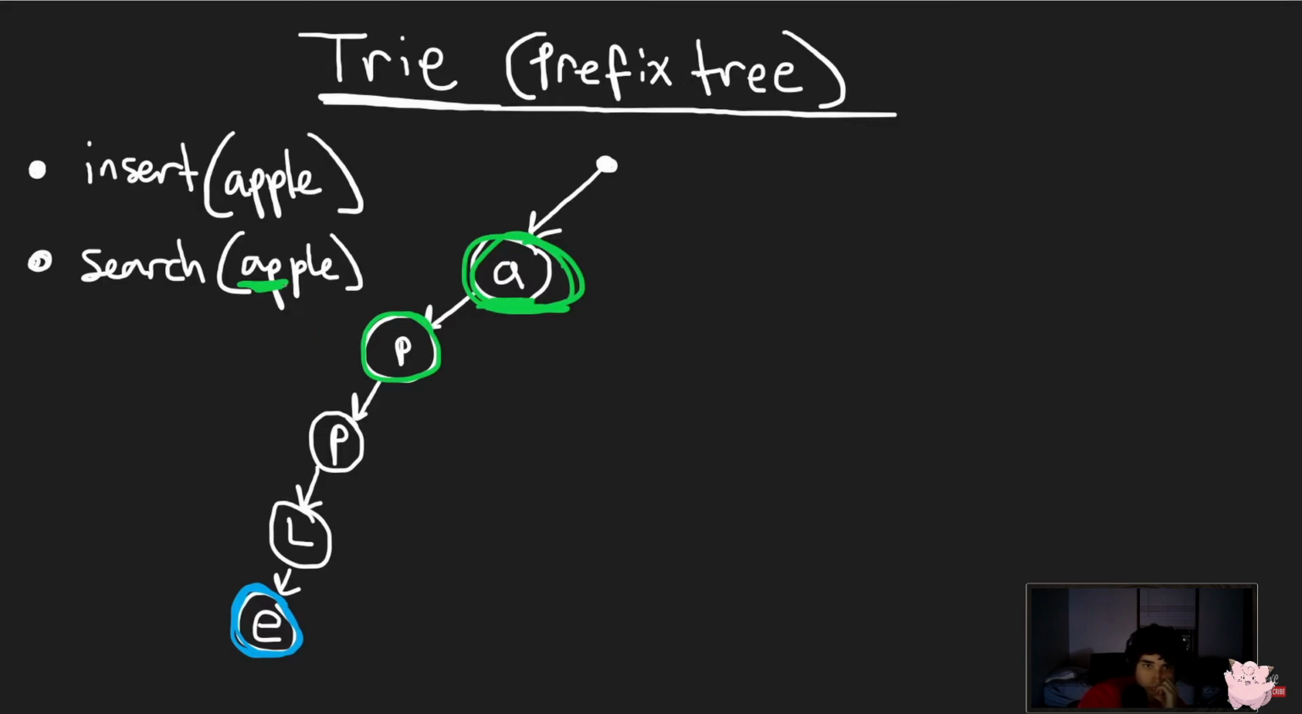So next character, P. Does this have a child P? Yes, it does. Next character, L. We have a child L. Next character, E. This is the last character, so we do have an E over here, right?